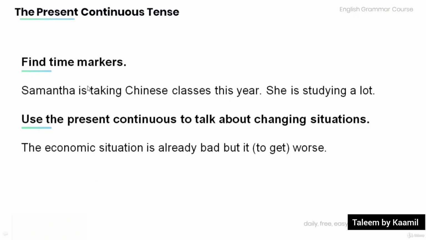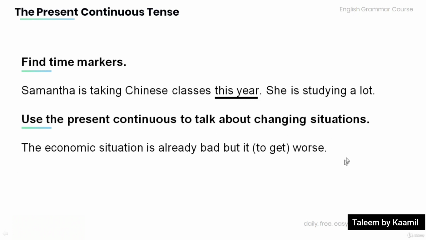Now, find time markers in the following sentence. Samantha is taking Chinese classes this year. She's studying a lot. This year. Also note that we use the present continuous to talk about changing situations.